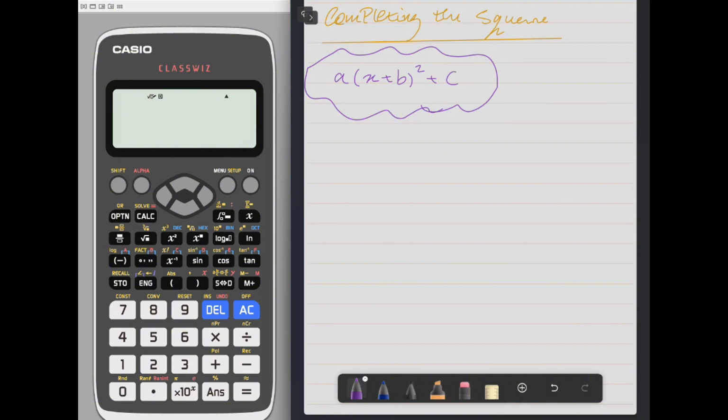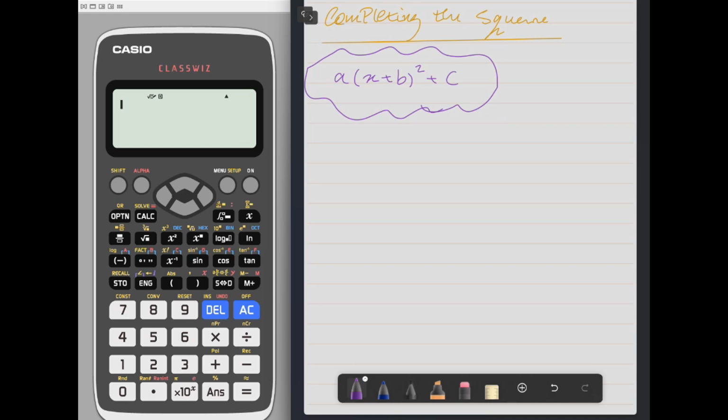Guys, the main use of completing the square is not for solving the quadratics. The main use of completing the square is in the next sections of the same chapter, and we're just gonna get into it. For now, we're just learning how to complete the square of any quadratic that we are given.